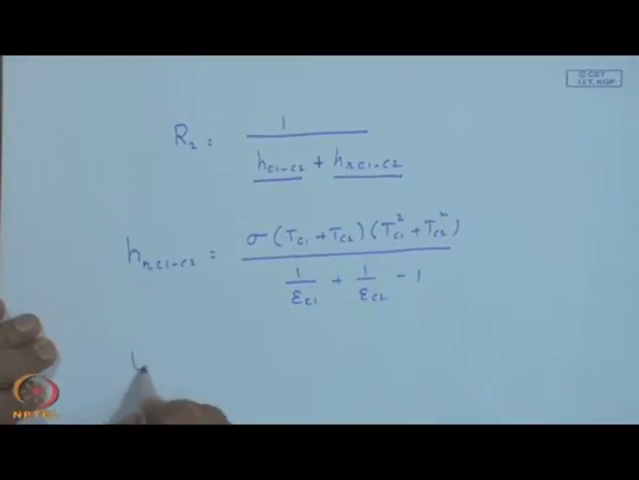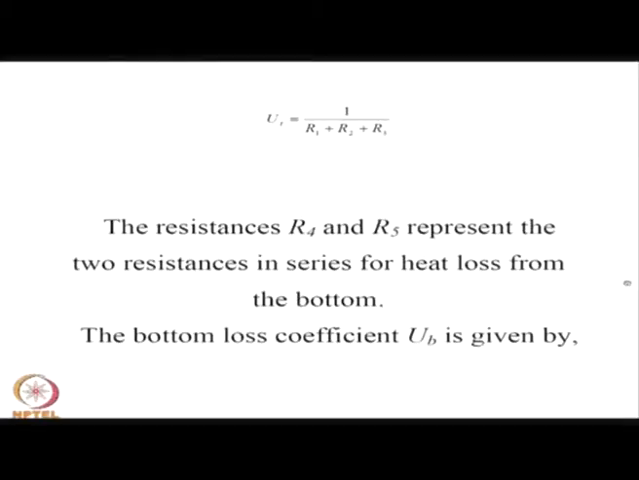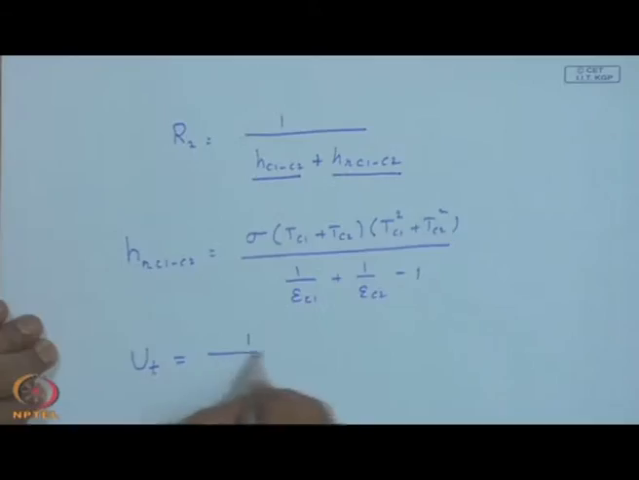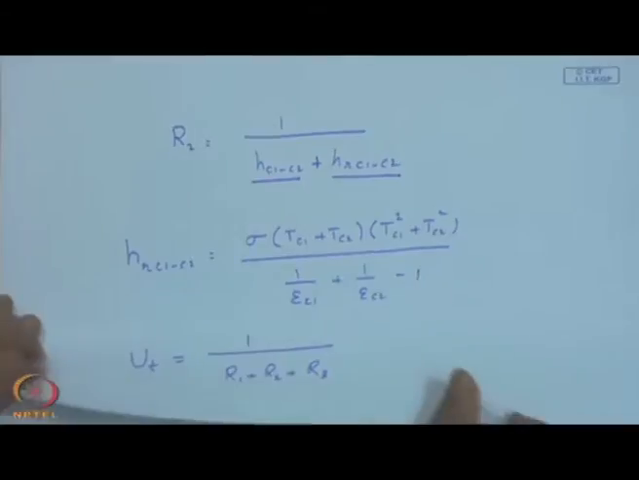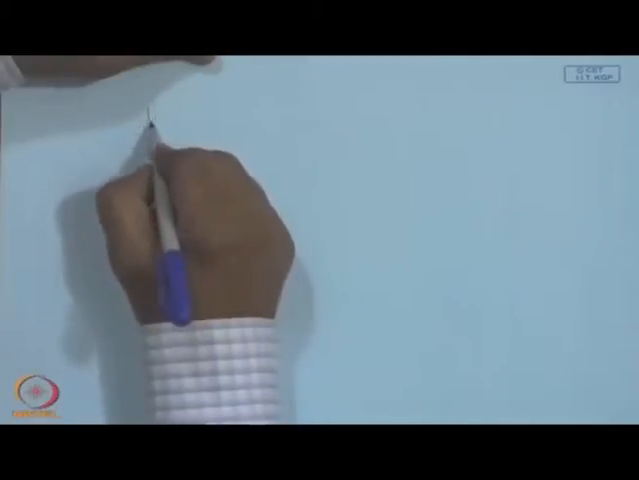So, now we are in a position to calculate the loss coefficient from the top U T as the summation of the resistances R 1, R 2, R 3 inverted. That will correspond to the second figure in the thermal network. The first one is showing the parallel paths, the second one all of them in series, equivalently expressed as R 1, R 2, R 3. And the bottom loss coefficient U B is straightforward.